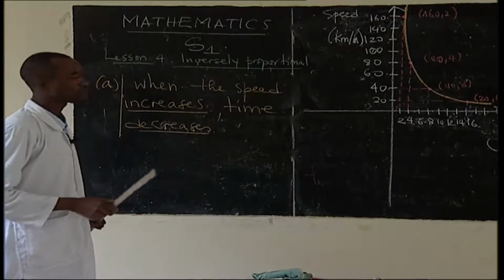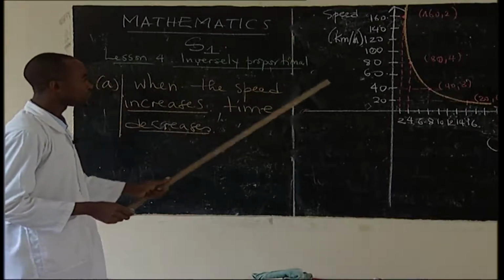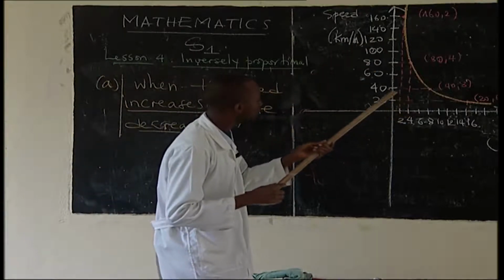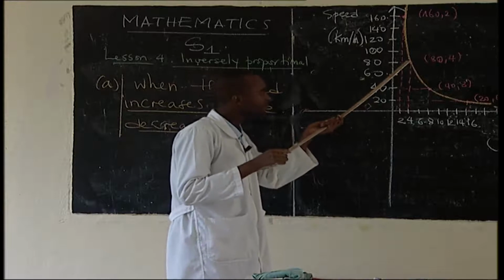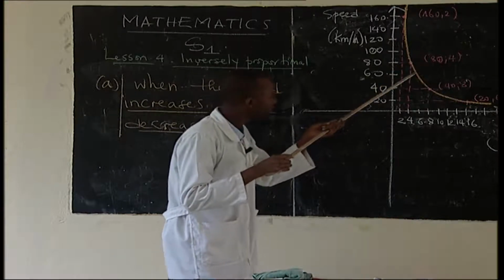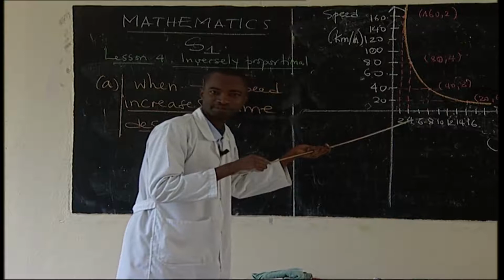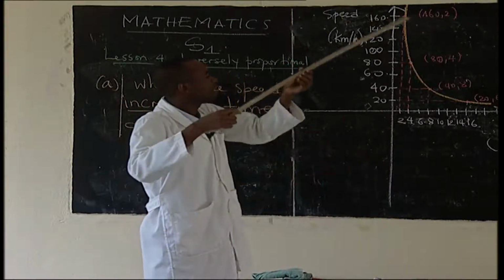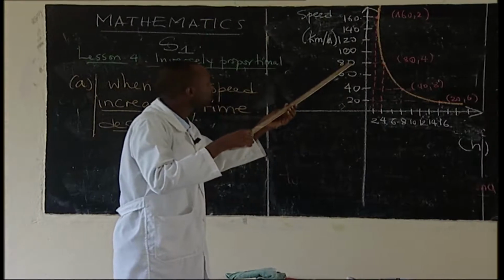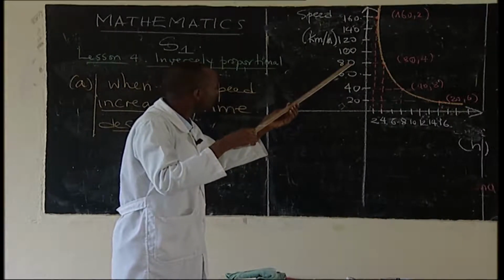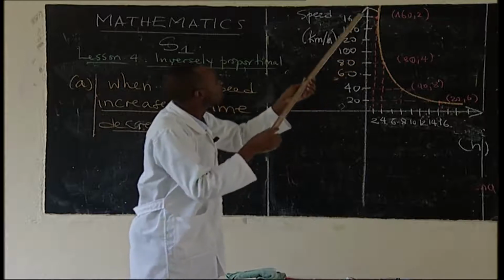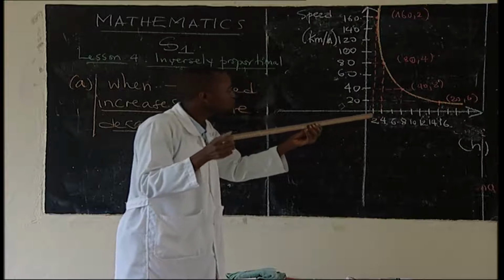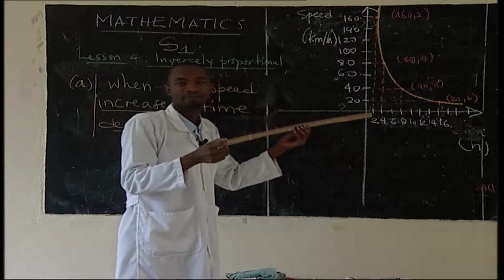I want also to explain more. Look, when the speed increased from 40 to 80, they have used only 4 hours. You see? But when they doubled it again from 80 kilometers per hour up to 160, the time also decreased from 4 hours to 2 hours.